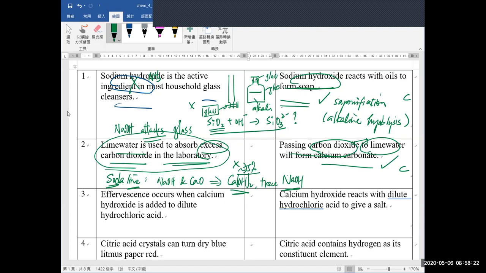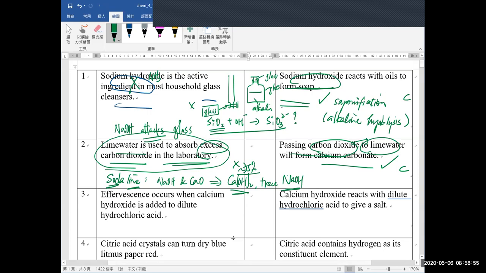Do you understand? So we will not use lime water, we use soda lime. Soda lime is a better choice. But of course, in the commercial market now, we will use a mixture of different oxides and hydroxides to absorb CO2. But not lime water. Lime water is not a choice, because it's in liquid form, in solution form, and it's quite difficult to handle. Do you understand?